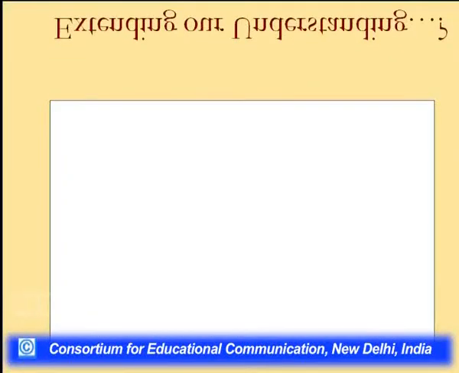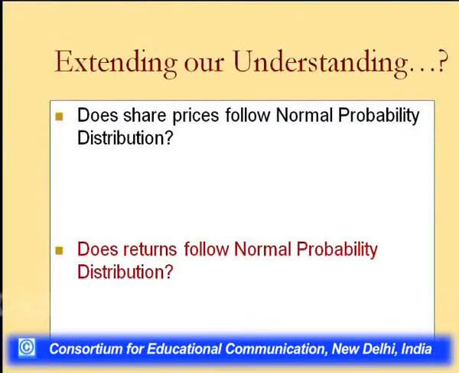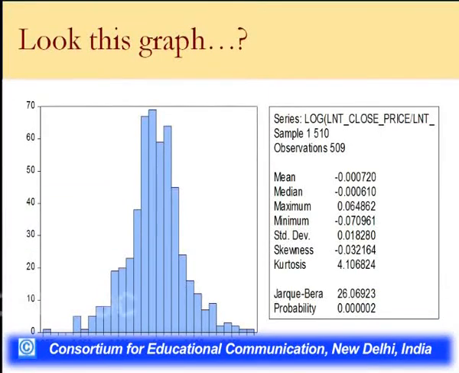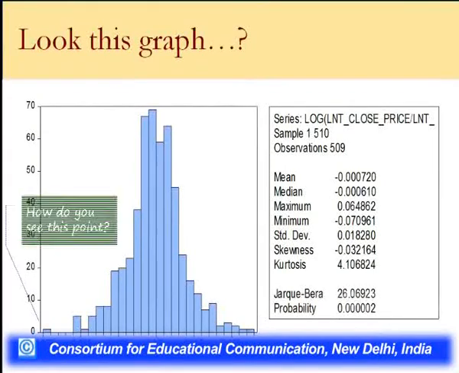Now extending our understanding in this regard, does the share price follow a normal probability distribution, or does the return follow a normal probability distribution? This is our main question, and we would be talking on this. How do we do and see these points? There is a histogram on the screen with a series of log, a sample of 510 with 509 observations. The Jarque-Bera is coming to 26.0 with a probability of 0.000.